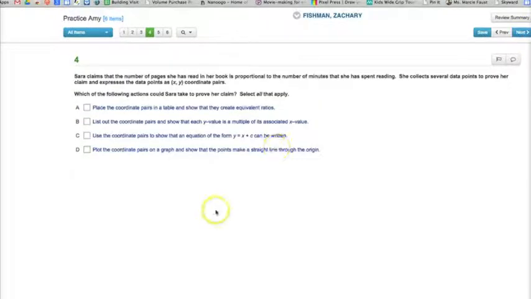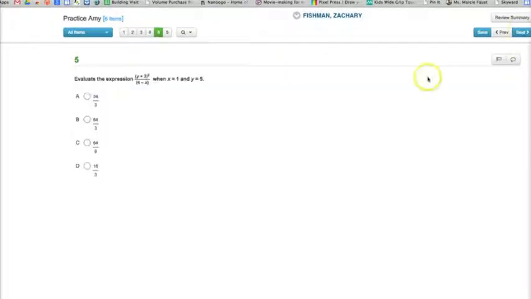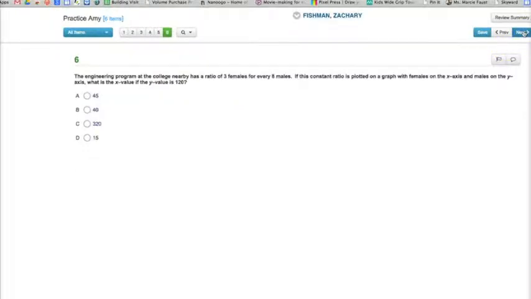And then question 4 about my friend Sarah. Sarah claims that the number of pages she has read in her book. Which of the following actions could she take? I think she could take, say D, as in dog. And click Next. And then finally, number 5, evaluate the expression. And they've given the expression there. I think that's got to be A, 34 over 3. And click Next. And finally, number 6, the engineering program at the college. That's got to be 320, C.